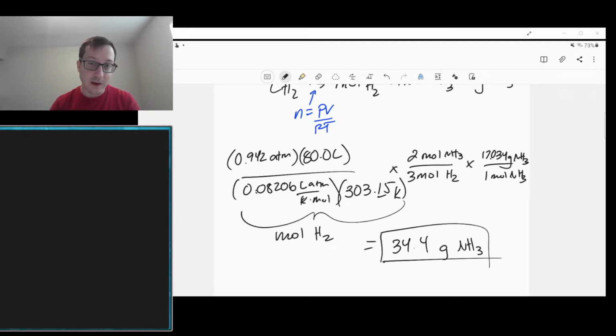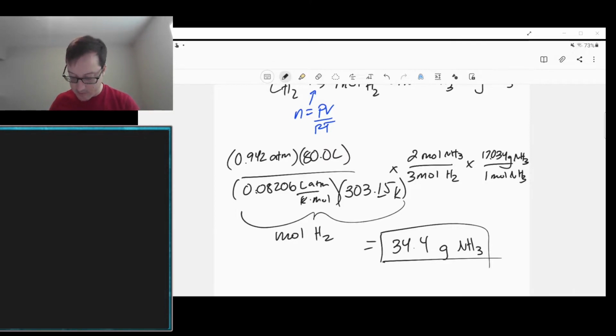So 80 liters right here is actually less moles of gas to begin with because our gas has been expanded by the higher temperature and by the lower pressure. Both of those cause the gas to expand. And so as a result, this 80 liters is actually less gas than the 80 liters was previously. So it makes sense that if we have less gas, even though it's occupying the same space, we're going to have a lower mass produced in our reaction.